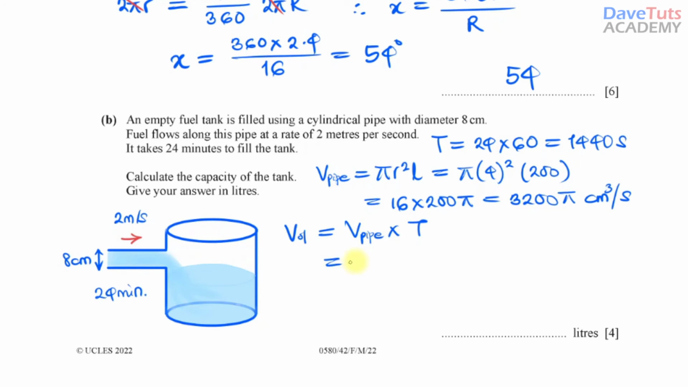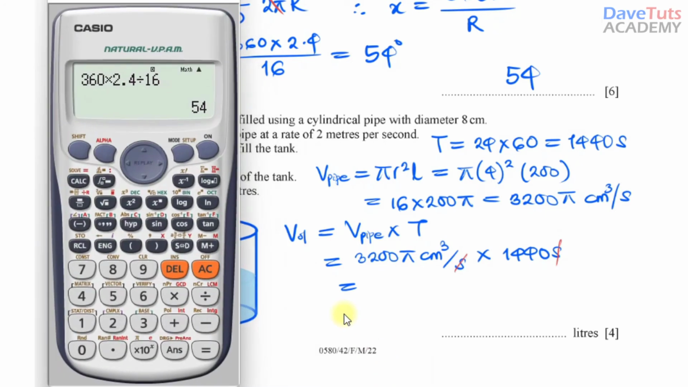So what's that flow rate that we got? 3200 pi centimeter cube per second. Then what's the time that we have? We have it as 1440 seconds, and I deliberately put in the seconds so that you see that this second and this second are going to cancel out, and then our answer is going to be in centimeter cube, which we are even asked to convert to liters. But first, in centimeter cube we have 3200 pi multiplied by 1440. What is that going to give us?